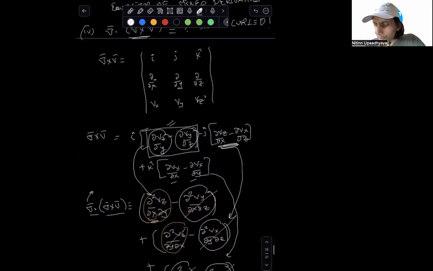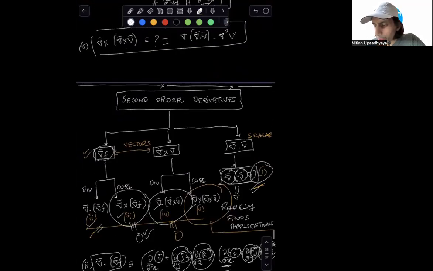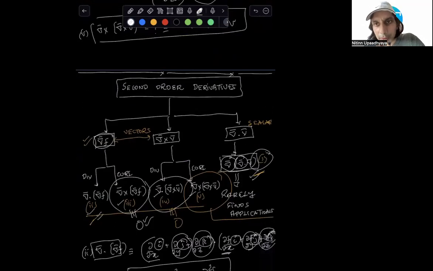In fact, this particular module exhausts all the possible second order derivatives that we can construct with the del operator. It turns out that higher order derivatives like third and fourth order we rarely come across, and it's just a bit of algebra. Once you understand the properties of the del operator itself, you can construct any of these higher order derivatives if you feel the need to, if you encounter it anywhere.